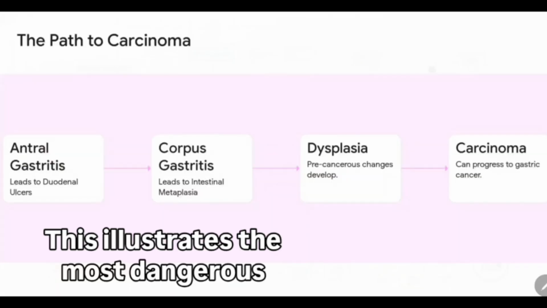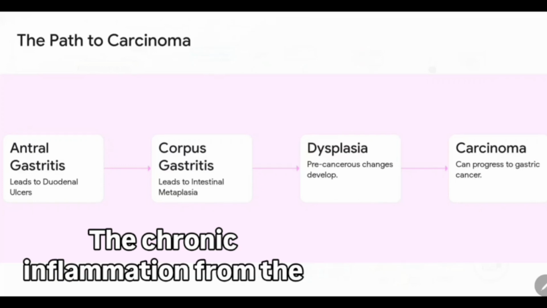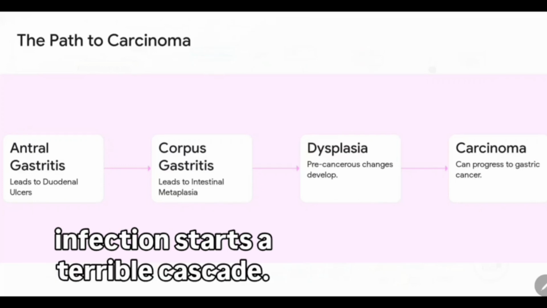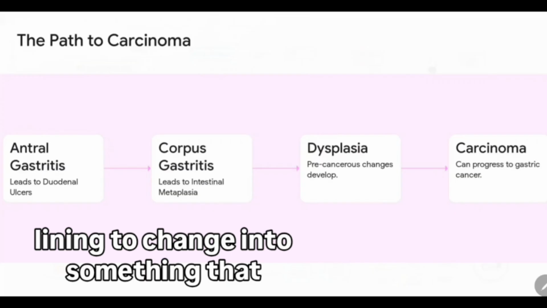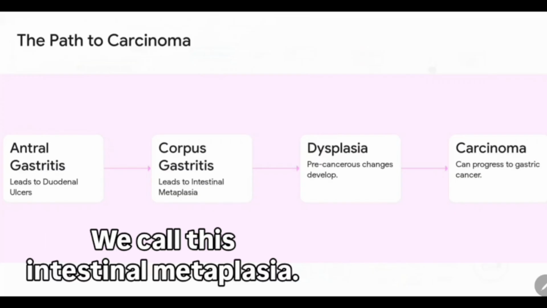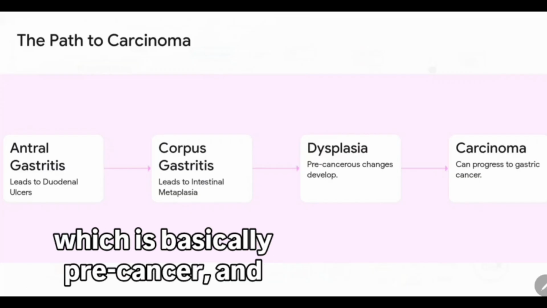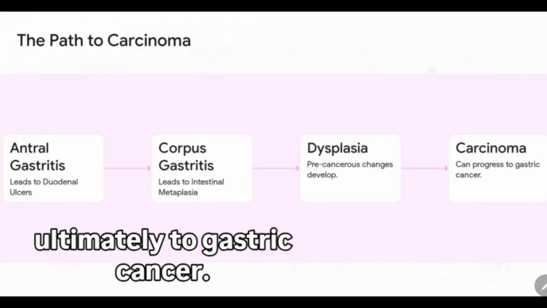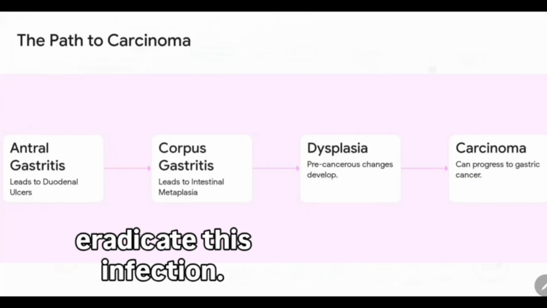In this slide, this illustrates the most dangerous long-term risk of H. pylori. The chronic inflammation from the infection starts a terrible cascade. Over many years, it forces the stomach lining to change into something that looks more like the intestine. We call this intestinal metaplasia. This can then progress to dysplasia, which is basically precancer, and ultimately to gastric cancer. This is exactly why we must find and eradicate this infection.